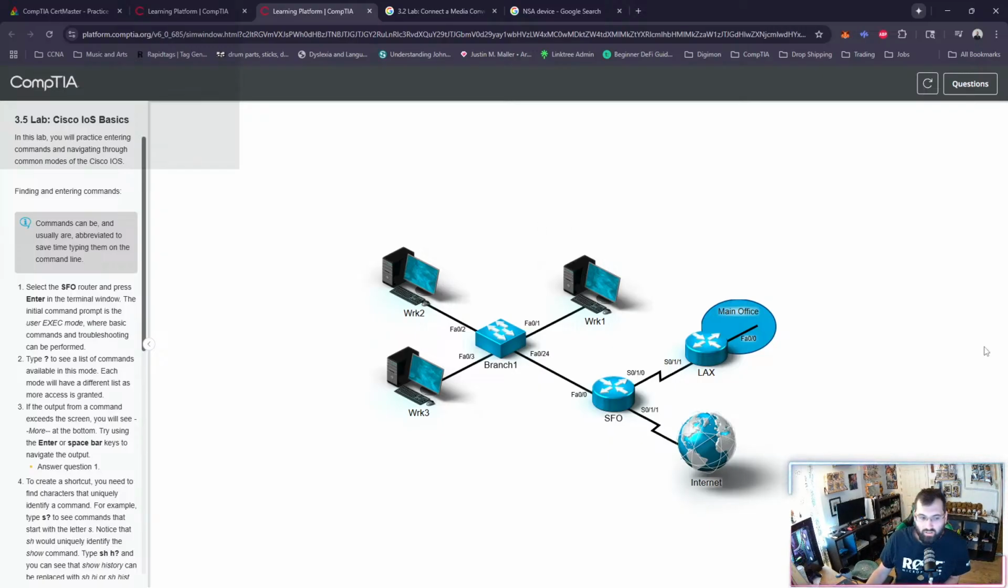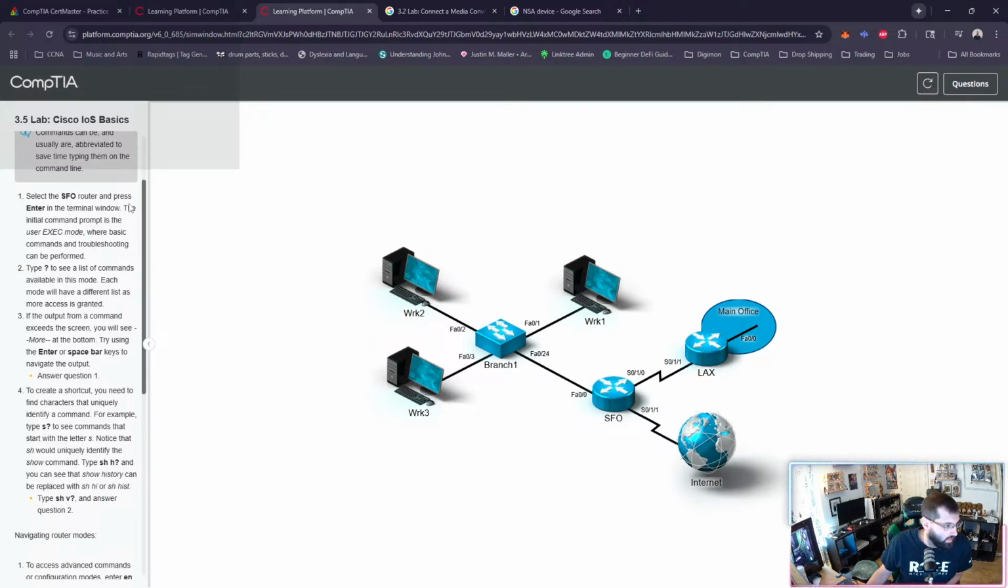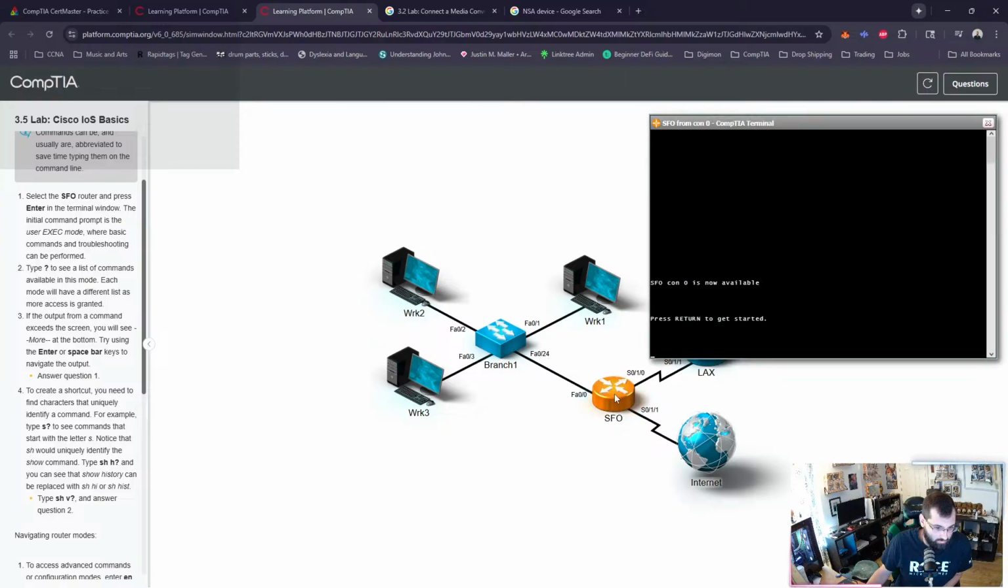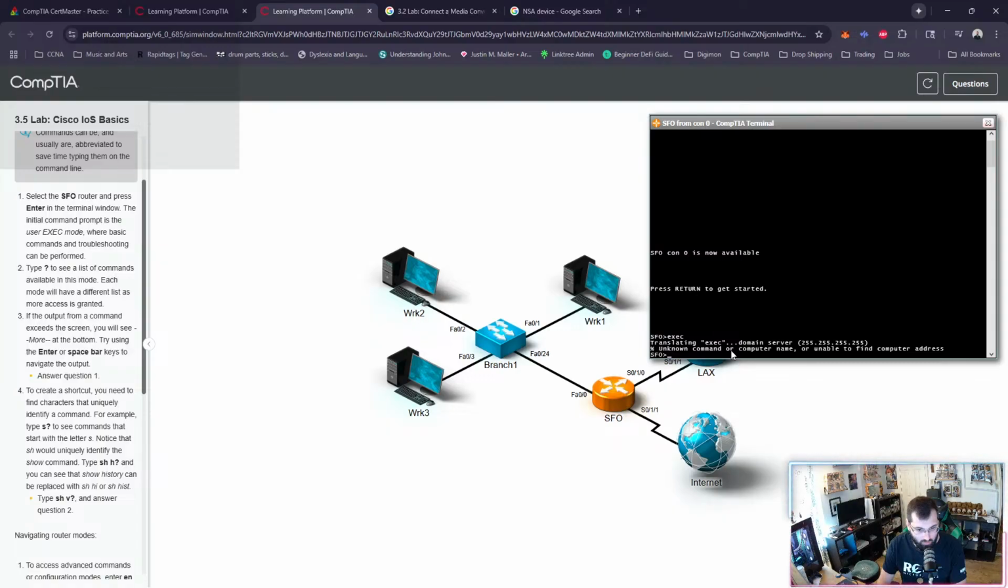Like, Jesus. Okay. In this lab, you will practice entering commands and navigating through the command modes in the Cisco IOS. Entering commands: commands can be, and usually are, abbreviated to save time typing them into the command line. Select the SFO router and press enter. Okay, we're there. The initial command prompt is user exec mode, where the basic commands and troubleshooting can be performed. But I need to be in privileged exec mode. No, I gotta go to exec mode first. Where basic commands, type.